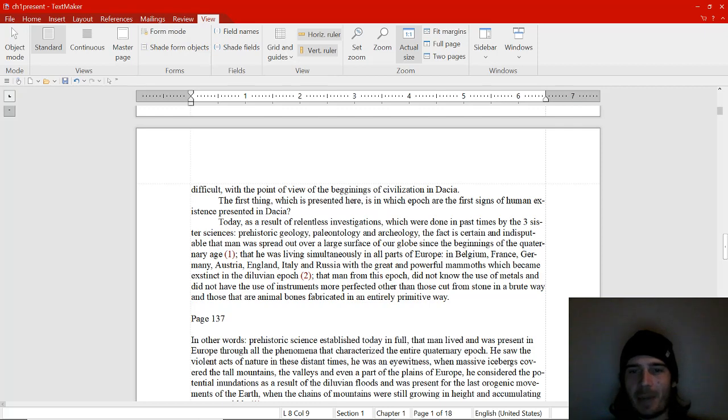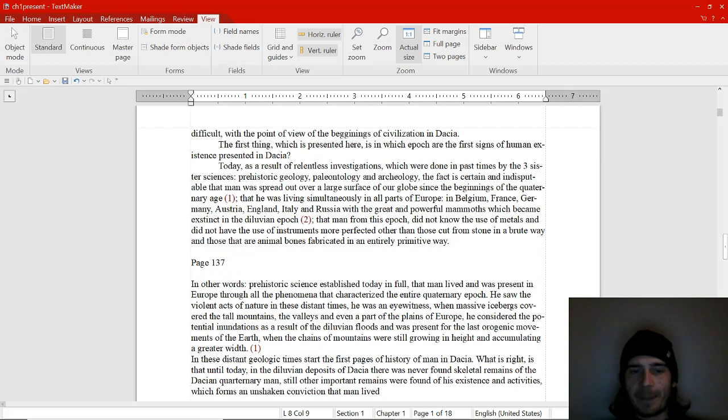that man from this epoch did not know the use of metals and did not have the use of instruments more perfected other than those cut from stone in a brute way and those that are animal bones fabricated in an entirely primitive way.